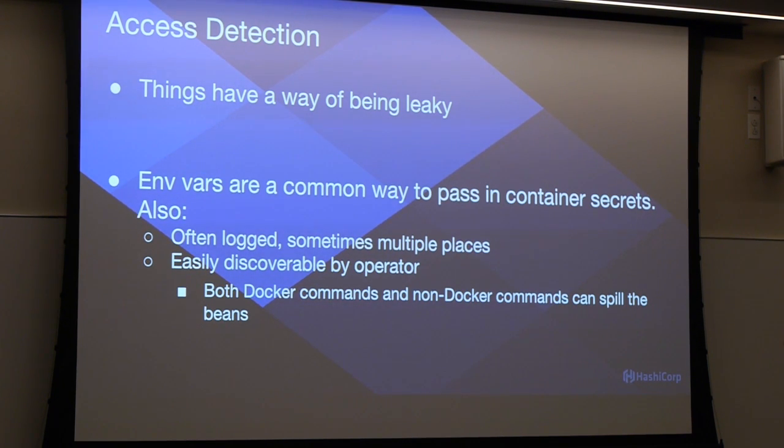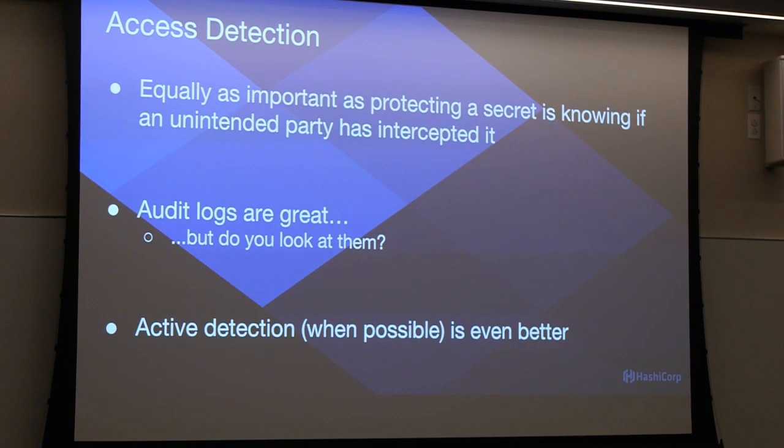One of the worst things is you don't know if that secret has actually been accessed by the wrong party. You don't know if someone looked up your envars or saw them in the debug log, or how many people saw them in the debug log. And if someone then uses that password, you don't know who did it. So equally as important as protecting is knowing if an unintended party has intercepted it, for the reason I just explained.